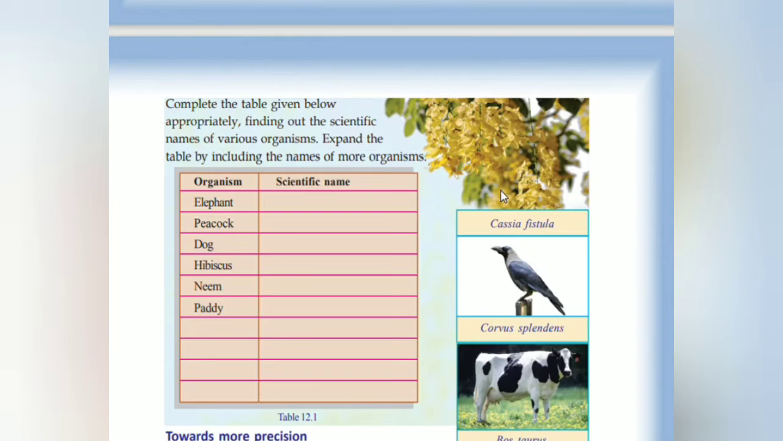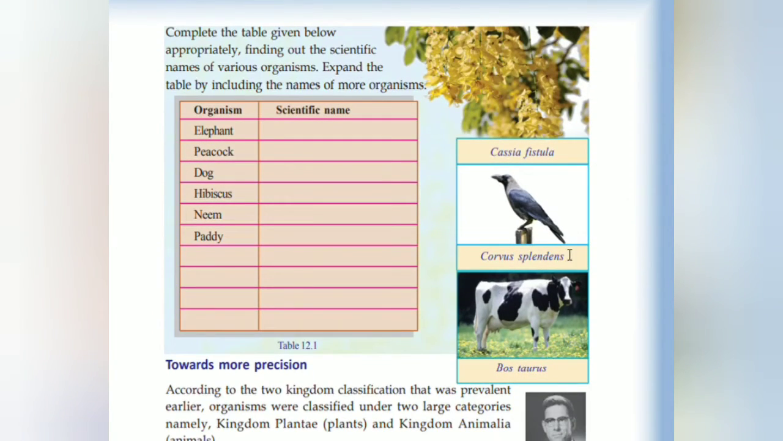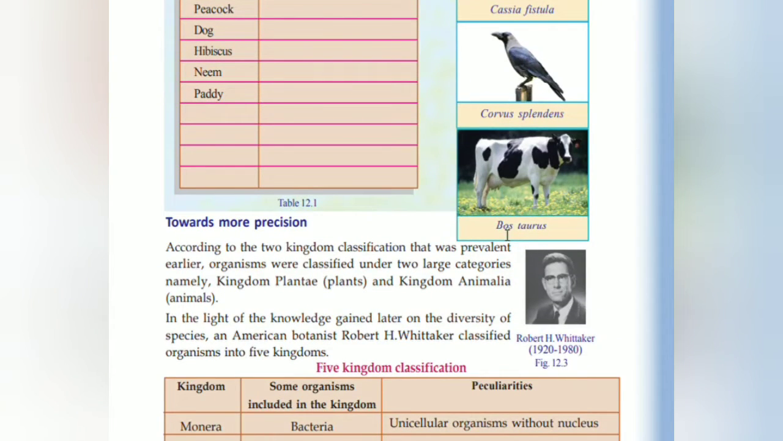What is given here? Kanikonna, Cassia fistula; Cacaneo, Corvus splendens; cow, Bos taurus. These are the scientific names being used.